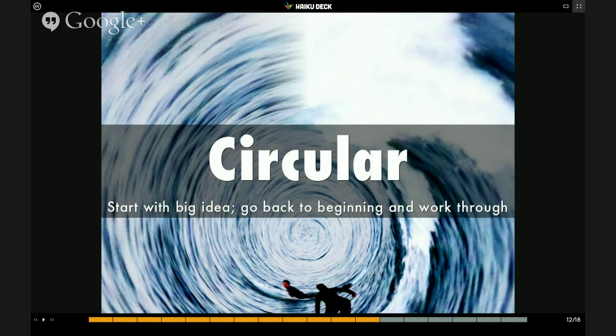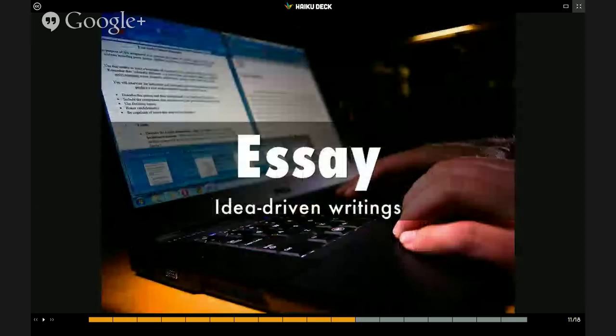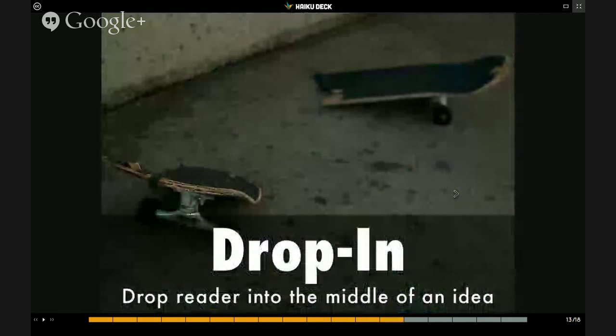But do keep in mind, even if you do an essay like this, you still need five senses, you still need dialogue, you still need action to do that. Another is where you drop the reader into the middle of an idea. So in other words, you save your thesis or the truth that you learned for the very end.